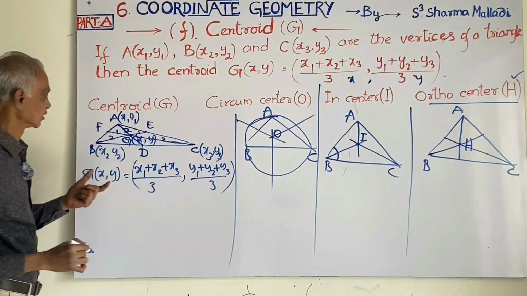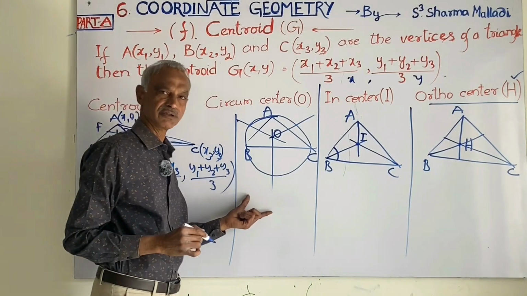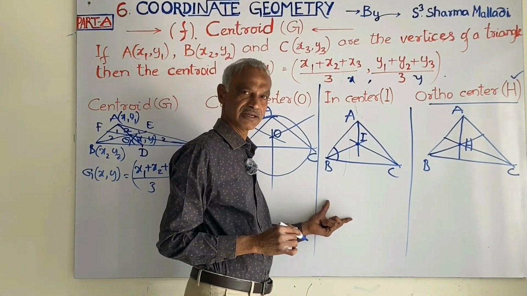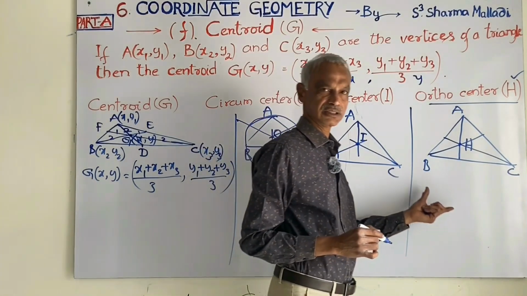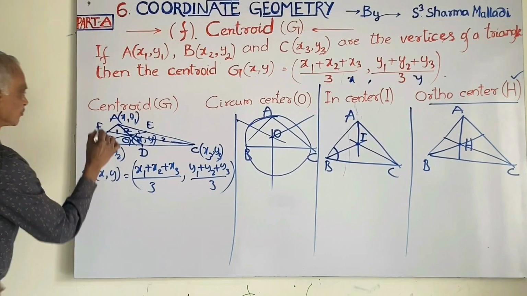This is the intersecting point of medians. This is the intersecting point of side bisectors. This is the intersecting point of angular bisectors. This is the intersecting point of altitudes. You should remember, this is very important. I will write.